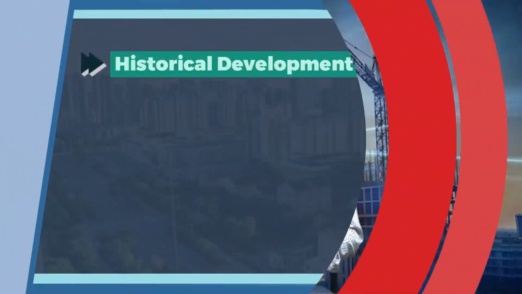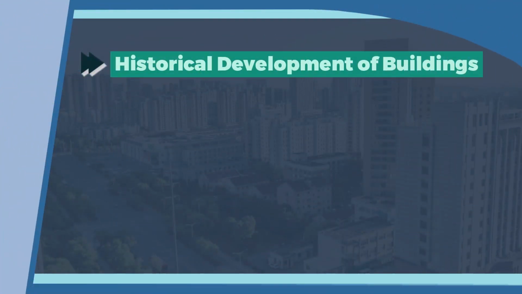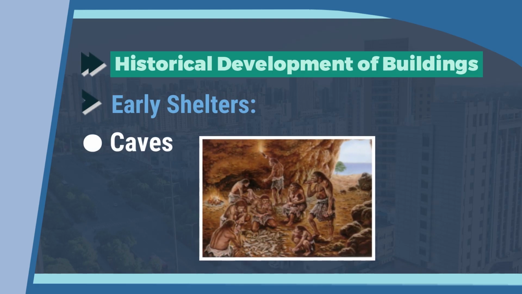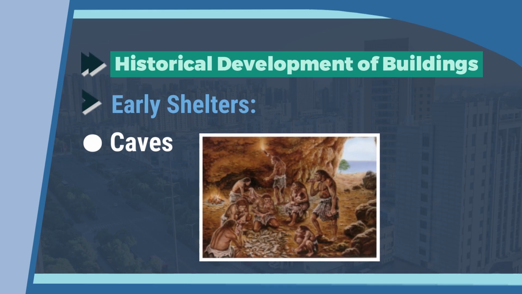Then what is the historical development of building? Firstly, there were early shelters like caves. Initially, humans used natural caves for shelter. These early habitats offered protection from weather and predators.